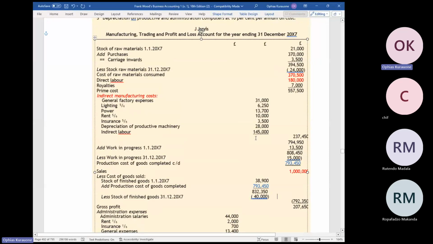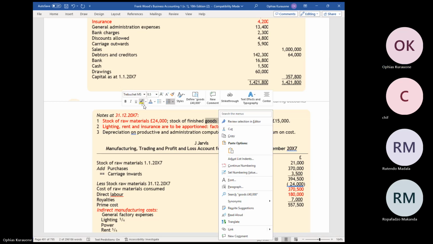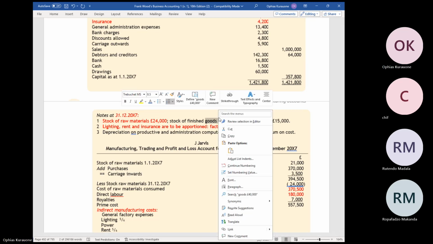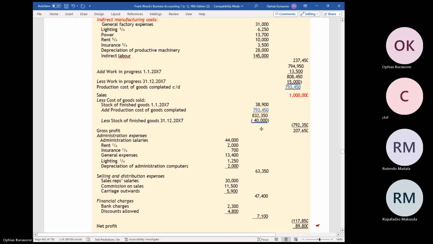Stock of finished goods is given here. You pick this figure again on the additional information here. Then you have got your gross profit. So what you need to understand, after you prepared your manufacturing account, is that the production of goods completed at the end should be transferred to the profit account. That's why we now have this figure.